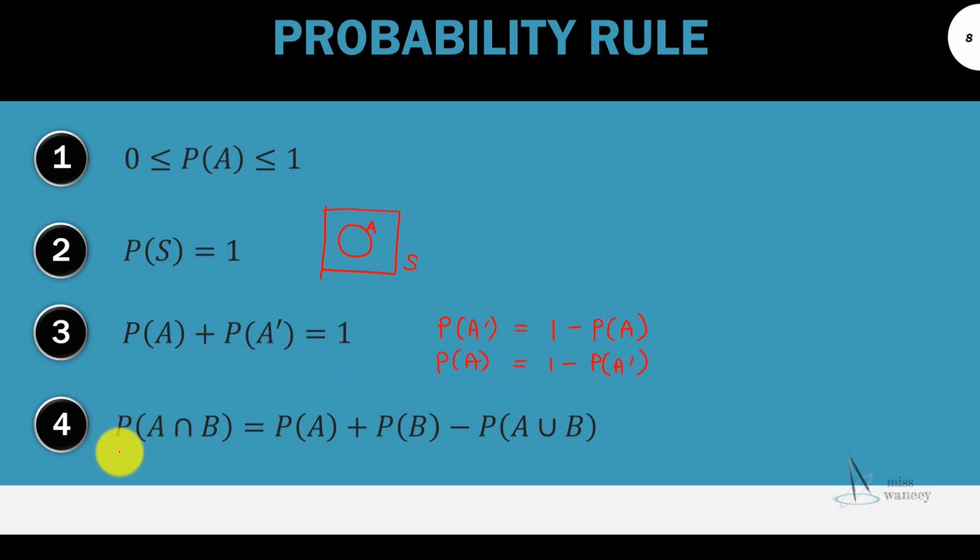Okay, and then the fourth one is the addition rule. Probability of A overlap with B is equal to probability of A plus probability of B minus probability of A union with B. So you can rearrange them to become probability of A union B equal to probability of A plus probability of B minus probability of A overlap with B.